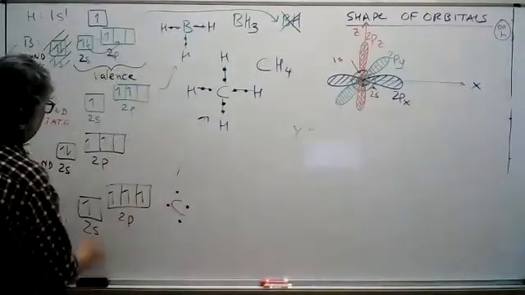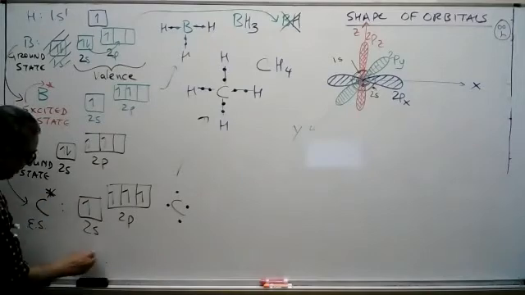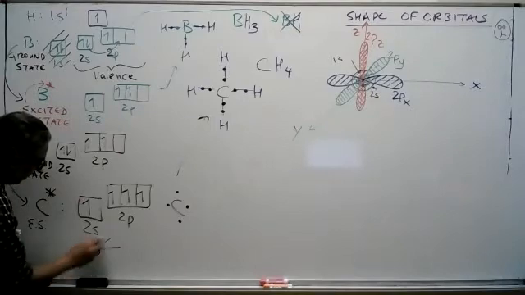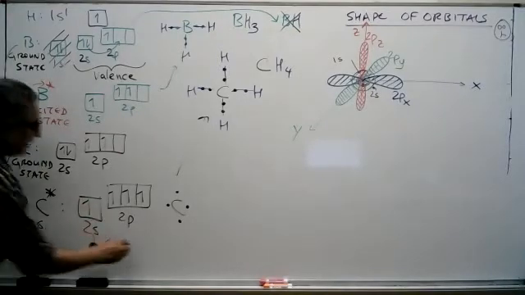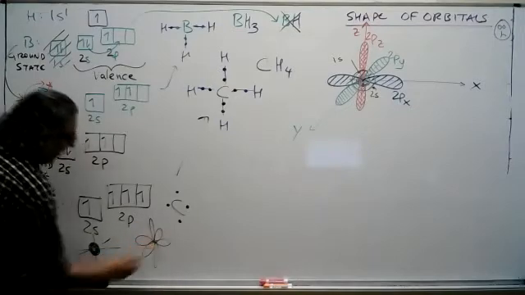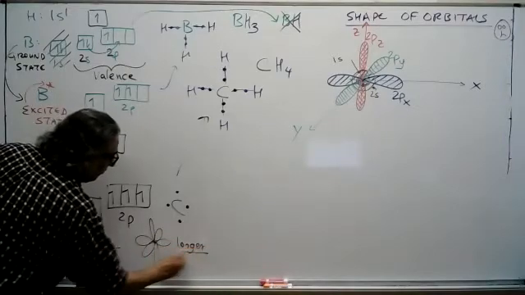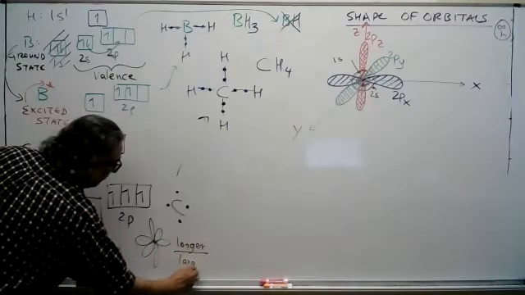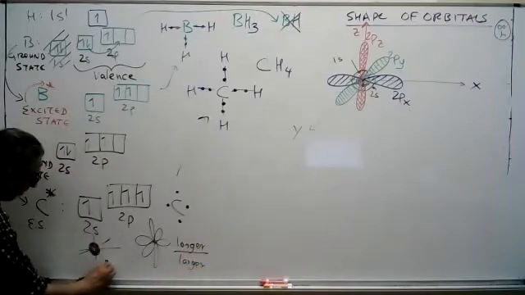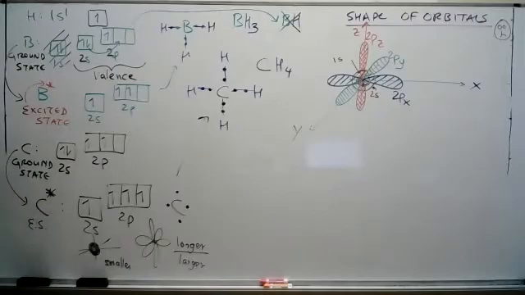Okay, the problem is this orbital, X, Y, and Z, right? This orbital looks like this. These orbitals, okay, they are longer and larger, and this is smaller. Got it?